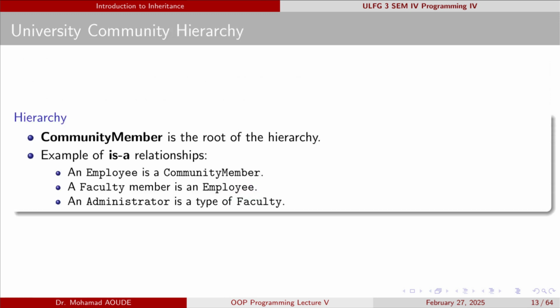Here's an excellent example in a university. Everyone belongs to community member. Then we specialize into employee, student, alumni. Employees specialize further into faculty and staff. In a UML diagram, this would be shown as a tree, with boxes for each class and arrows showing who inherits from whom. This diagram isn't just documentation. It helps you plan and understand the logic of your system at a glance.